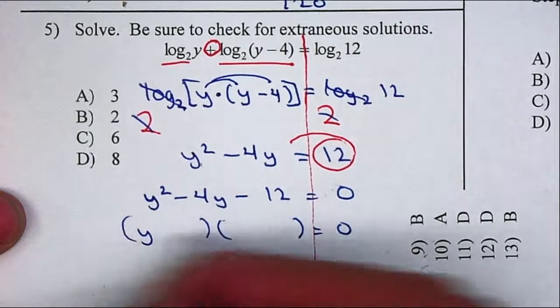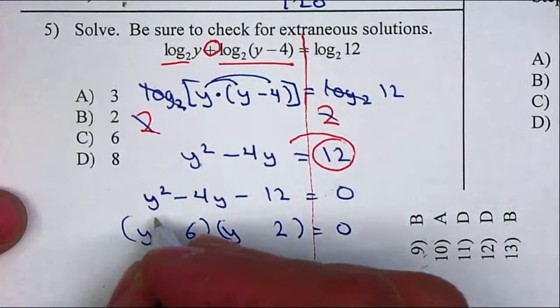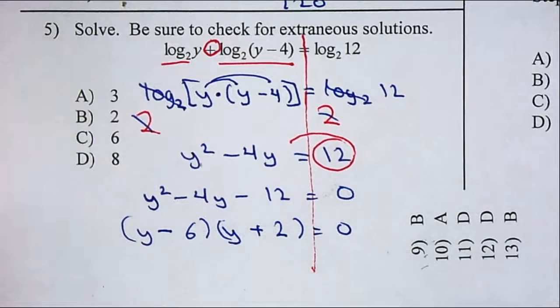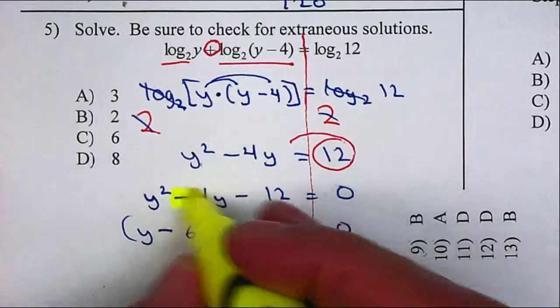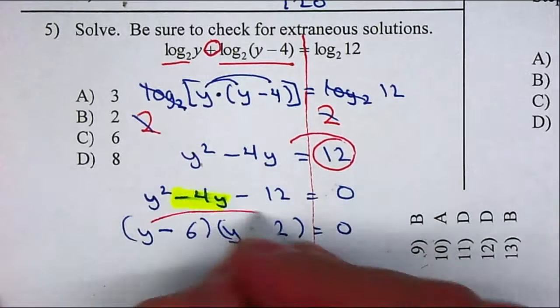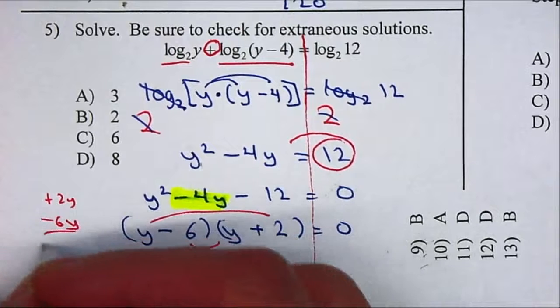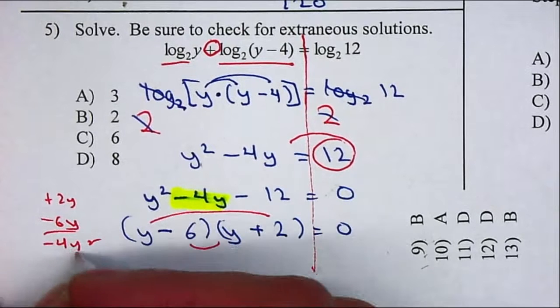Factors of y squared will give me y and y. Factors of 12 gives me 6 and 2. I need a negative 4, therefore I'm going to make a negative 6 and a positive 2. When I multiply together, I should end up with a negative 4y. That gives me positive 2y, and negative 6y gives me a negative 4y, and that works.